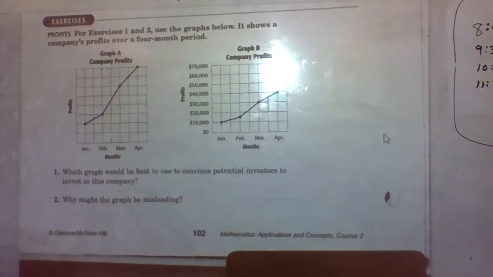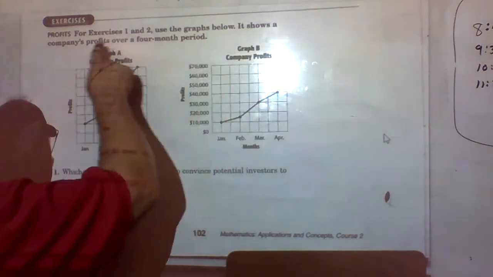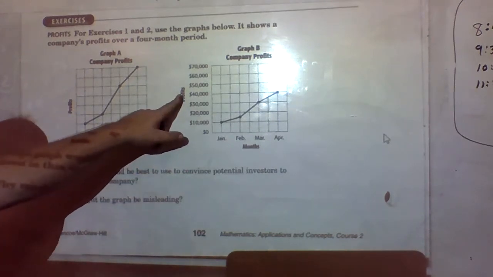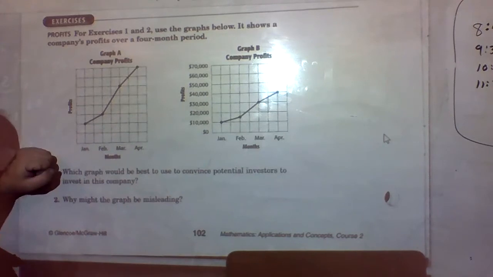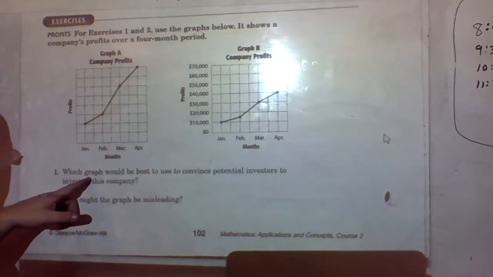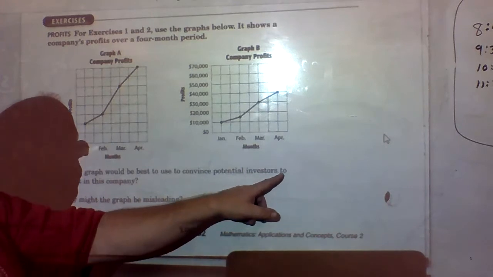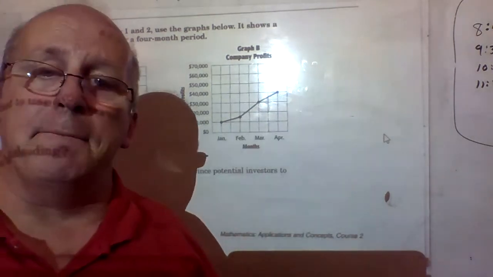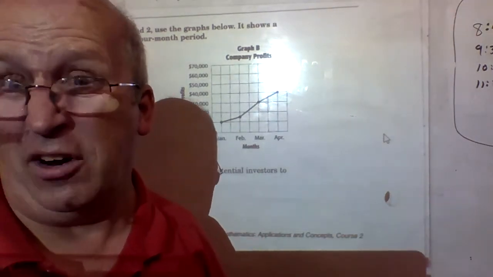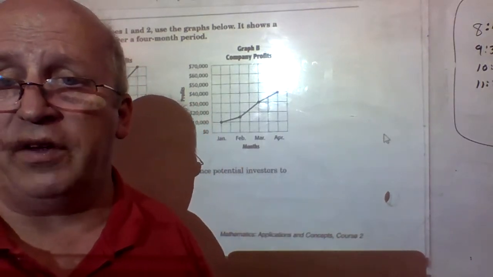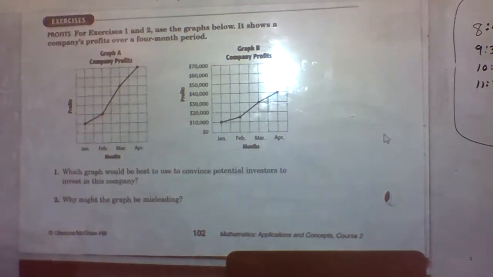For exercises 1 and 2, use the graphs below. It shows a company's profits over a 4-month period. Profits compared to months. Which graph would be best to use to convince people to invest in this company? In other words, if this company wants people to give them money to make their business run better, like a bank or something like that, with the promise that they'd pay it back later, which one of these graphs would convince a bank to give them money to improve their business?